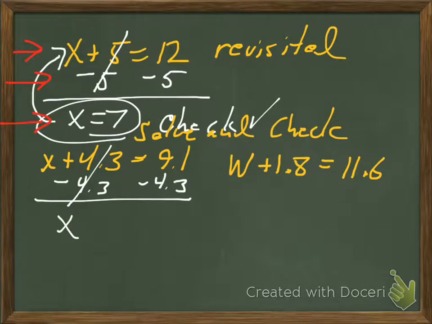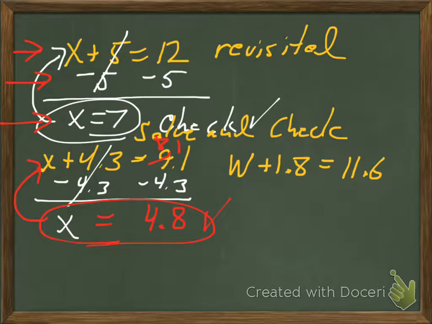Let's switch to red. I can't take 3 away from 1. So let's go ahead and borrow from the 9, and that'll give it 11 minus 3 is 8, and 8 minus 4 is 4, and the decimal lined up, and so I get x equals 4.8. Now, let's check and see if that works. If I put it in, does 4.8 plus 4.3 equal 9.1? Yes, it does. All right, so we'll switch back to white now.